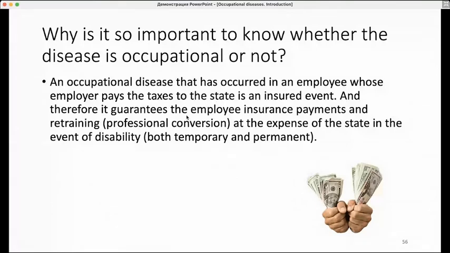And if we spend money wrongly, the foundation will be depleted and there will be no money in the government. That's why we need to be sure whether this patient's disease is occupational or not, to save money, to keep money in the fund.